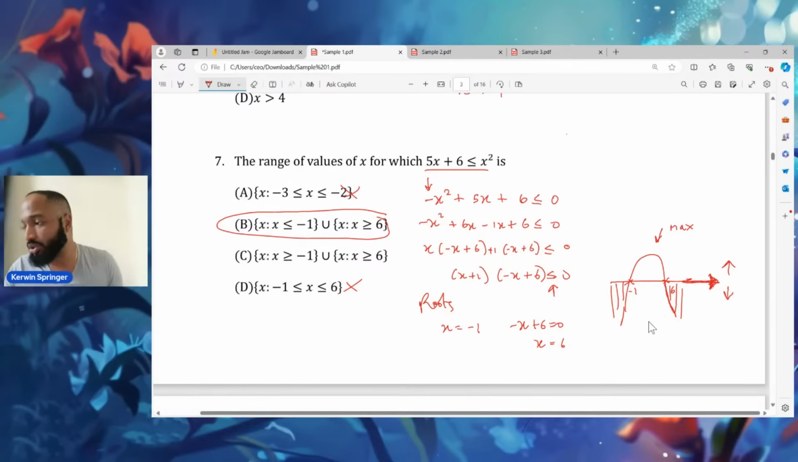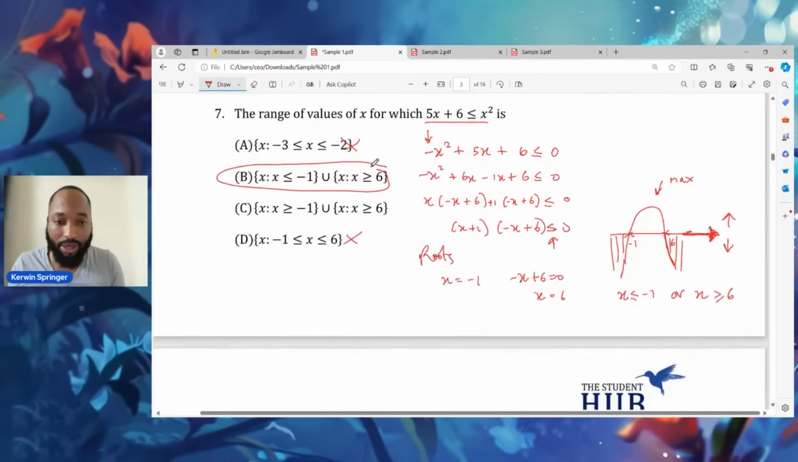So you know you're dealing with two situations. You're dealing with a situation where x is less than or equal to -1, or x is more than or equal to 6, which is also B. So that's the long way. I'll show you the calculator way. Let me keep pumping. If you all understand that type, I understand.